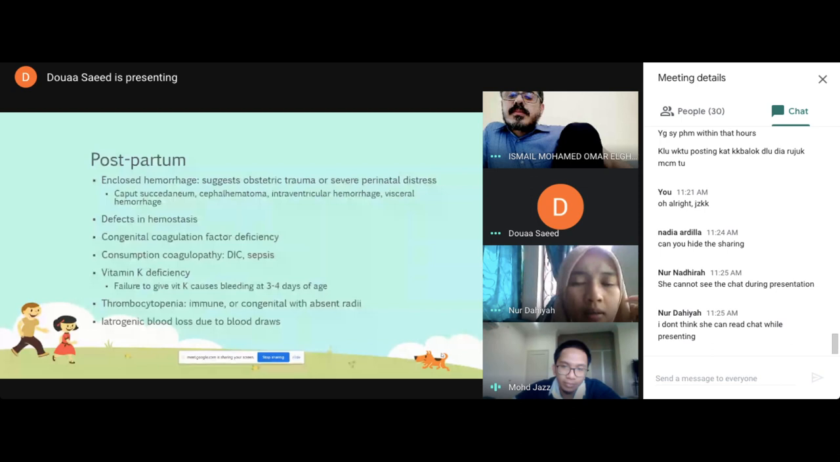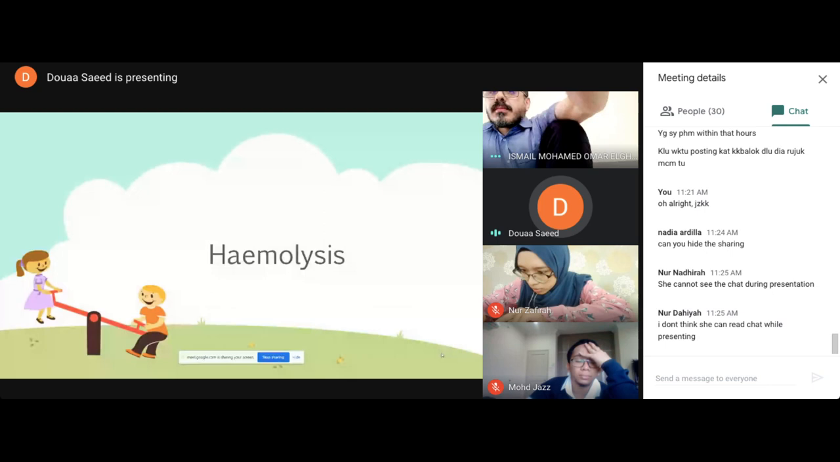So this is just a picture of the hemorrhage. So we're going to move on to hemolytic anemia. So these are the usual blood groups. We have A, B, AB, and O. This is just a revision. In group A, the antibodies in plasma will be anti-B. In group B, antibodies will be anti-A. AB will have no antibodies. Group O will have antibodies for both because of the antigens that they have in their blood.